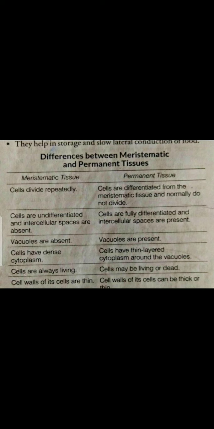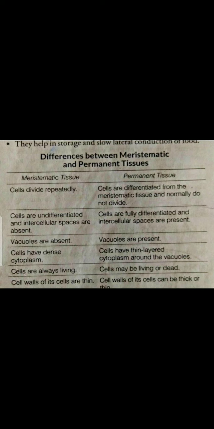Then see the meristematic tissue, third point, vacuoles are absent. So here, as they don't have to store anything, there is no vacuole in them. So vacuoles are absent, but permanent tissues need to store the food. So the vacuoles are present in permanent tissues. Then see the fourth point, cells have dense cytoplasm. So here the cytoplasm is quite thick, dense cytoplasm. And in permanent tissues, cells have a thin layer of cytoplasm which is around the vacuoles.